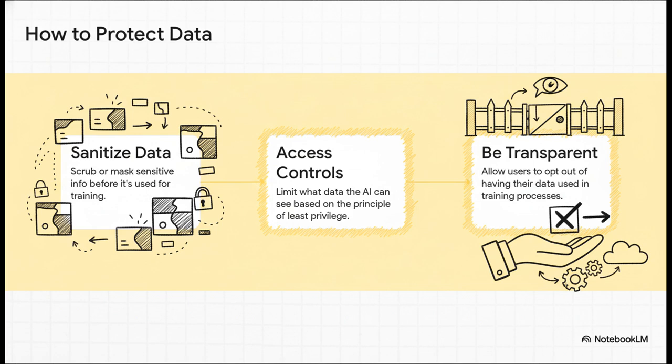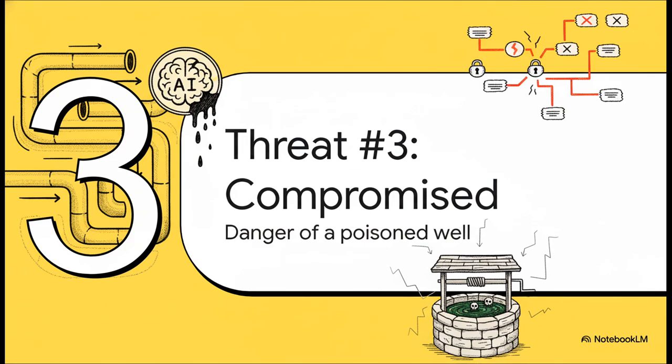And that brings us to our third major threat, which is a bit different. This one goes deep inside the AI itself. We're talking about supply chain vulnerabilities. Think of it like a poisoned well. The problem isn't the final product, it's the hidden flaws in the ingredients that were used to make it.